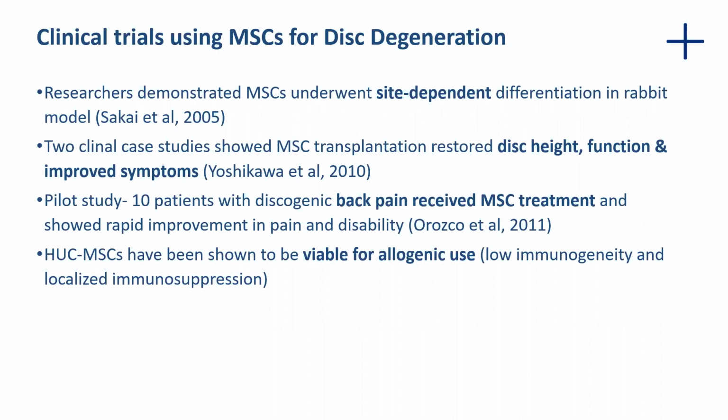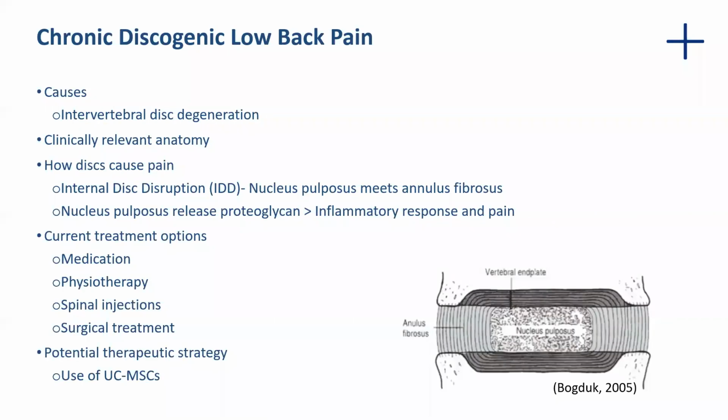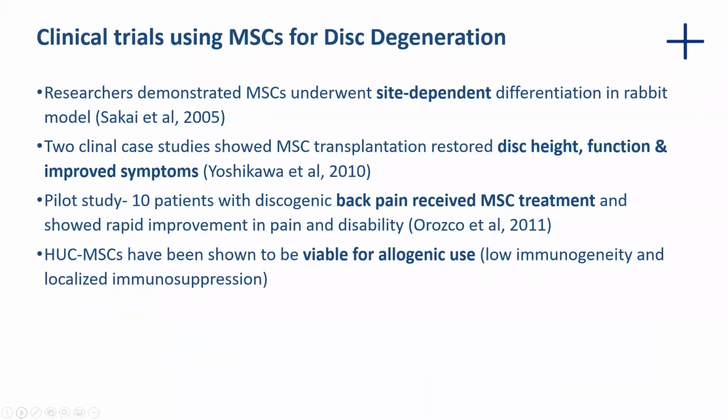And then in 2010, another trial was carried out with studies in which mesenchymal stem cell transplantation restored disc height and function and improved symptoms. In 2011, a trial reported a pilot study in which 10 patients with discogenic back pain underwent injection of autologous expanded mesenchymal stem cells into the nucleus and showed rapid improvement in pain and disability. Both animal and clinical studies indicate mesenchymal stem cell therapy is a promising treatment for disc degeneration.